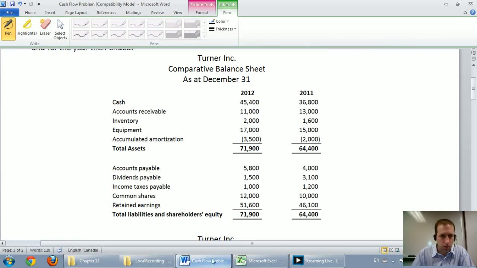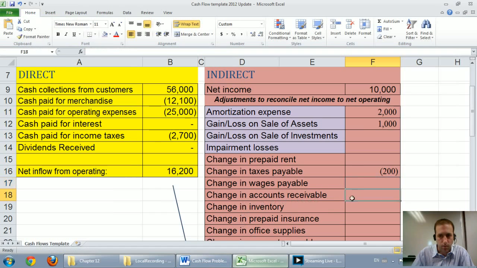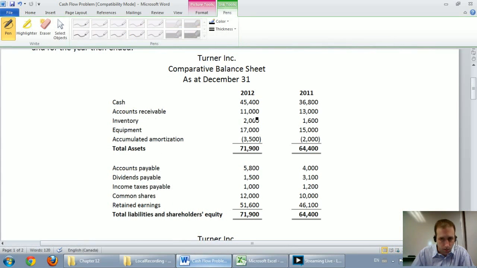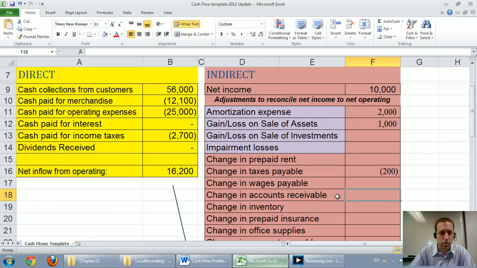Wages payable, we don't have it. Accounts receivable, we have, though. Accounts receivable was $13,000 last year, $11,000 this year. Why would accounts receivable go down? The reason it goes down is you collected the money. So the fact that AR went down is good for our money. We add $2,000.